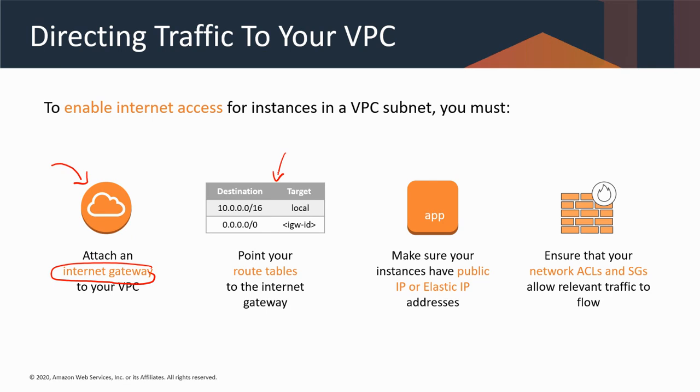I also need to make sure that the subnet of that instance has a route table that has a route in it that points to the internet gateway, so that we can communicate back and forth between that instance and the internet. I also need to make sure that this instance has a public IP address or another construct called an elastic IP address, which is a static public IP address.